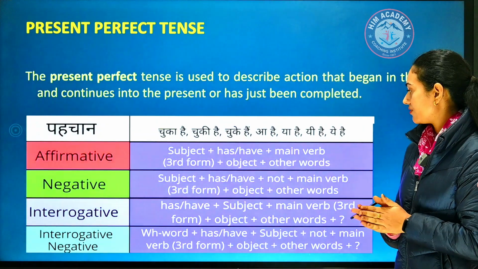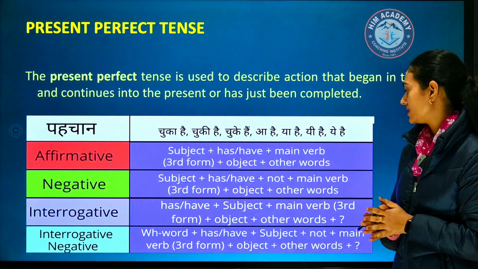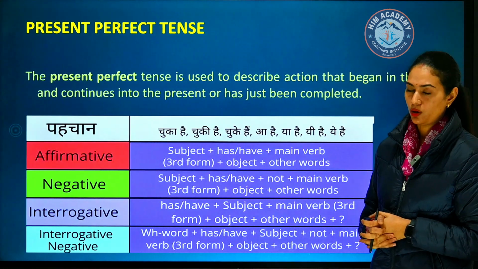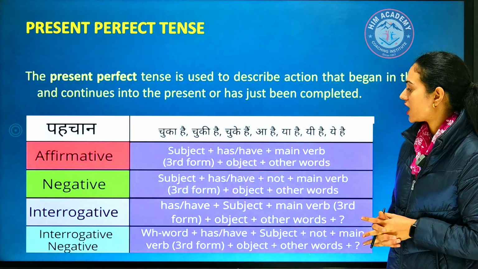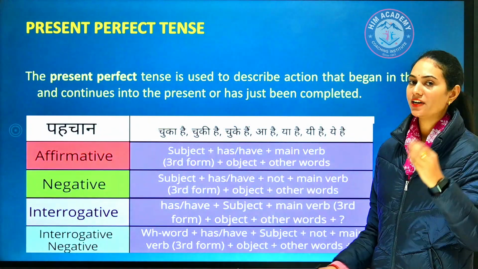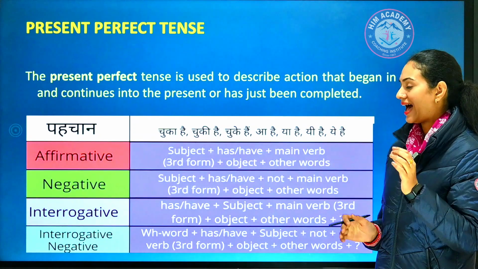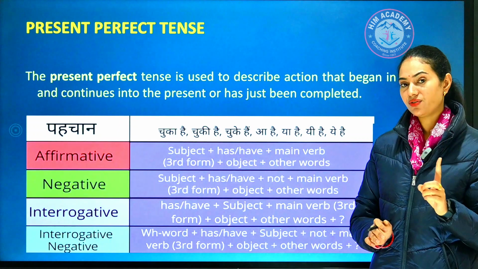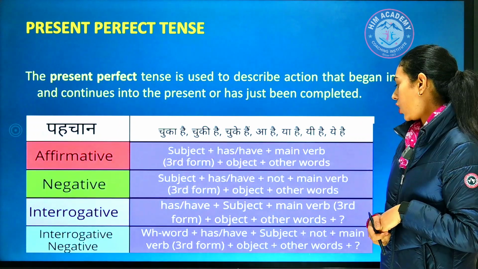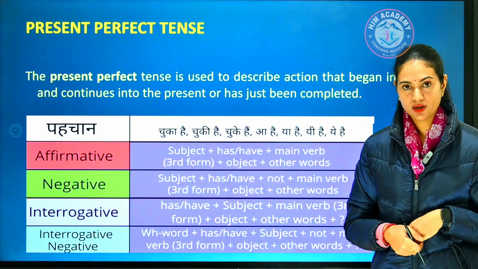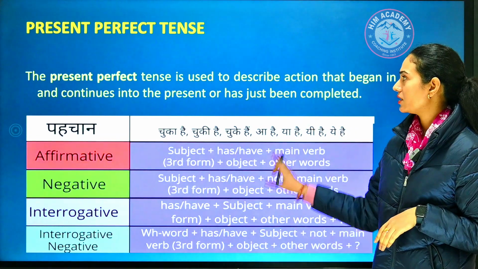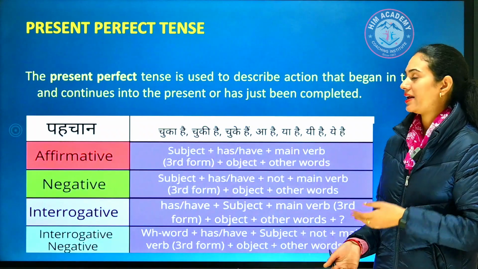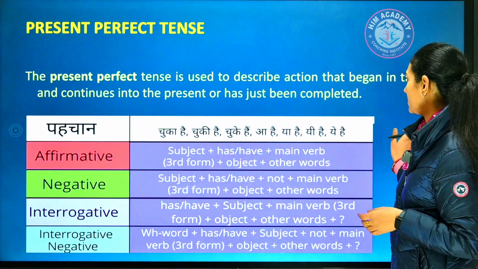And we have interrogative. Interrogative has has/have at the front, subject, then main verb, third form, plus object, plus other words in the sentence. In the last, interrogative negative, WH words or interrogative words you have in a sentence, has/have, plus subject, plus not, plus main verb with third form, and object plus other words. So this is the important rule about present perfect tense, in which the action began earlier and has just been completed in the present.